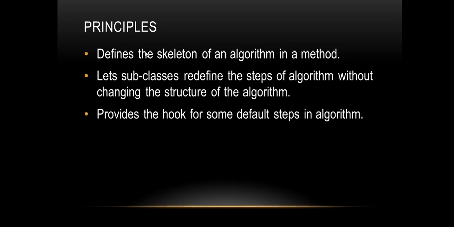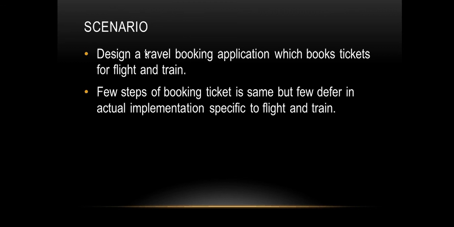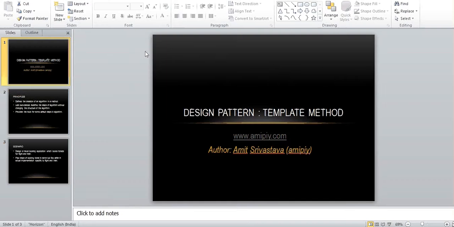So we'll try to see this with the help of a scenario. We have to design a travel booking application which books tickets for flights and trains, and a few of the steps of booking a ticket are the same, but a few differ in actual implementation, specific to flight or the train. So let's see some code for it.